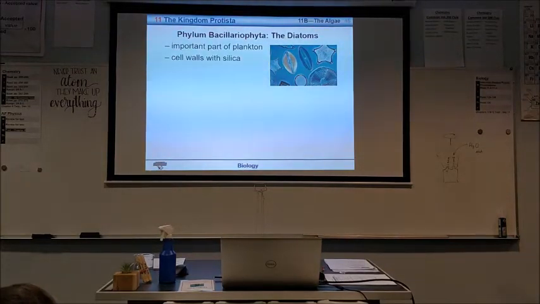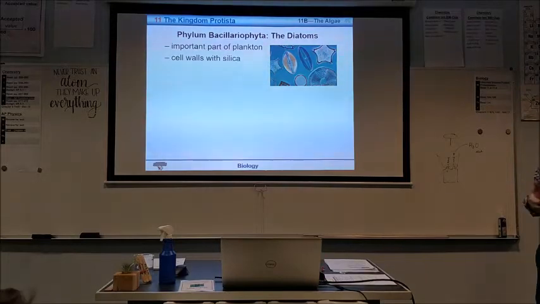It says they are an important part of plankton. Remember we talked about plankton? That is very important for a lot of organisms at the lower end of the food chain. They in turn will be eaten by other animals typically. But these particular one-cell organisms don't have cellulose on the outside.